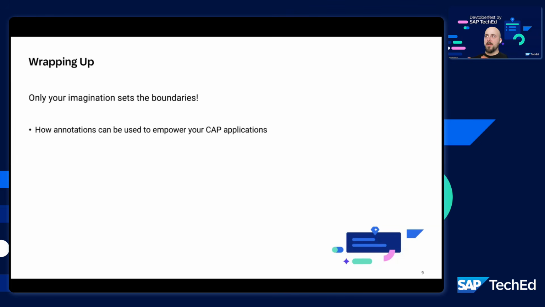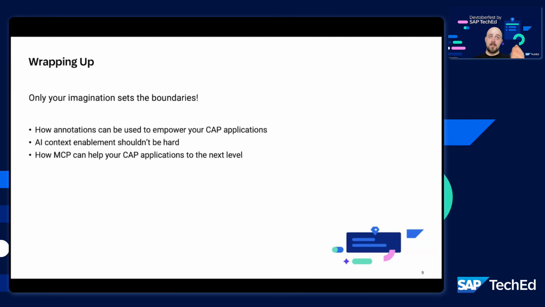And I hope that you come out of this with an indication of how annotations can be used to power your CAP applications, and also how AI context enablement shouldn't be hard. It should be easy for you to go out and do. You shouldn't have to go out and start training your models and working on very complex custom integrations. It really should just be as simple as writing an annotation. And that is the superpower of CAP. That is the annotations.